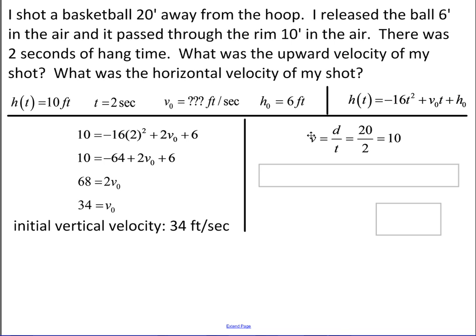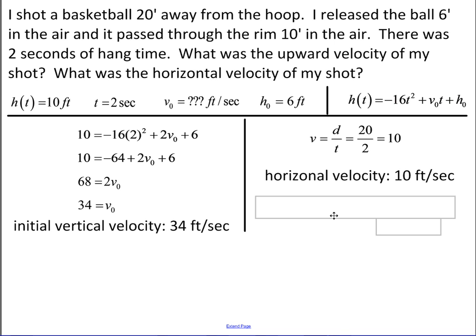And this is the type of equation that, if you were ever given a problem like this, would be given to you. We're not going to see this level of difficulty on the tests or quizzes, but in the project we'll be doing, this is something that will come up. So our horizontal velocity is 10 feet per second.